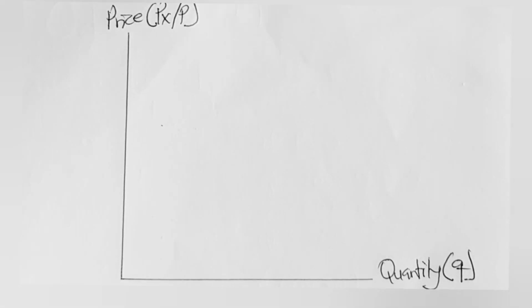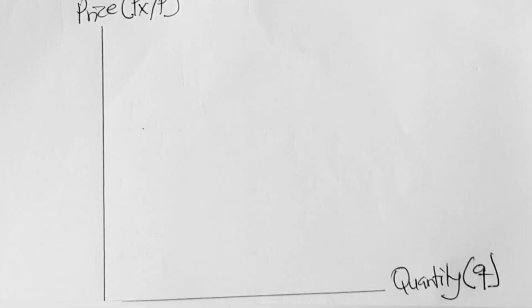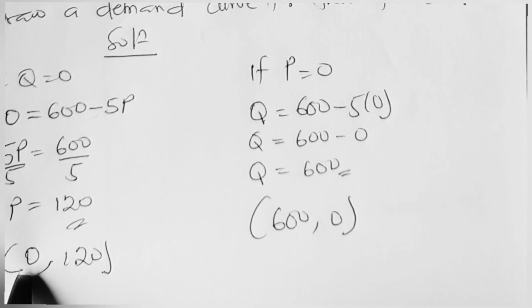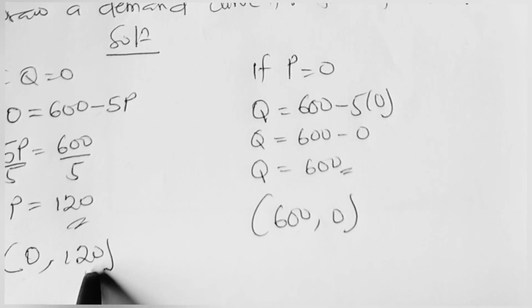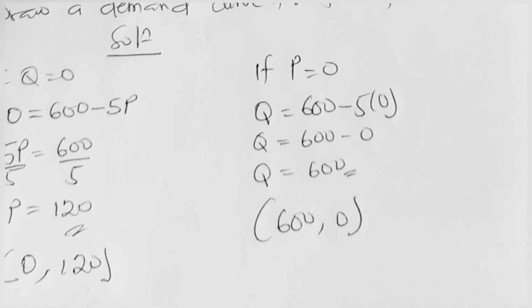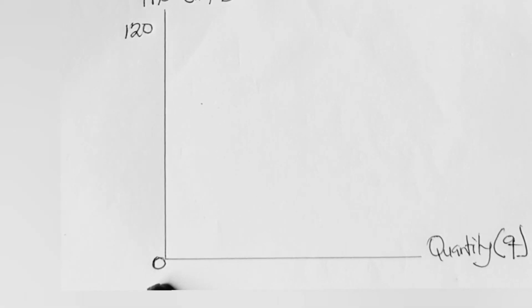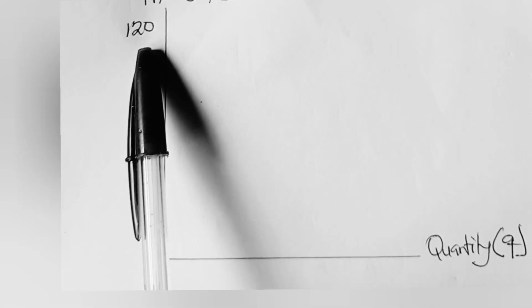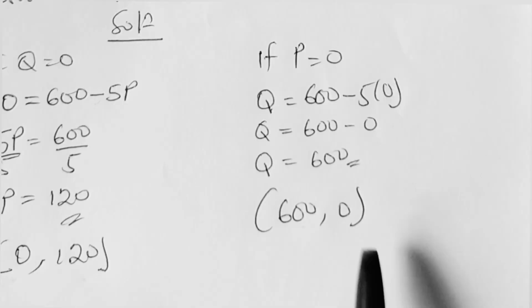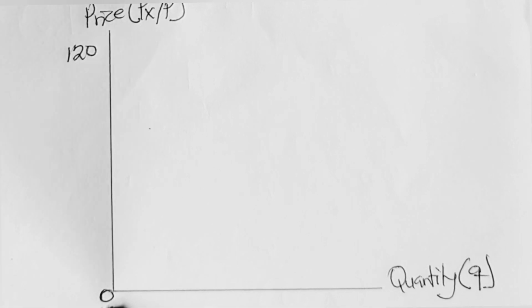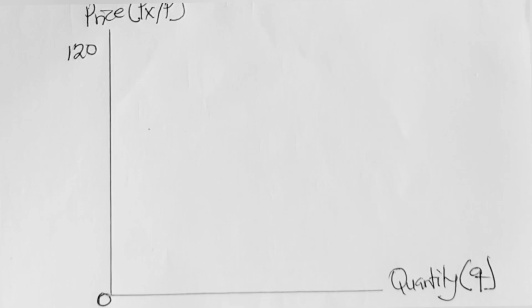Let's go to our calculation and see how we're going to label each of the axes. Q was 0 and P was 120. So it means that if Q is 0, P should be 120. If P is 0, Q should be 600.